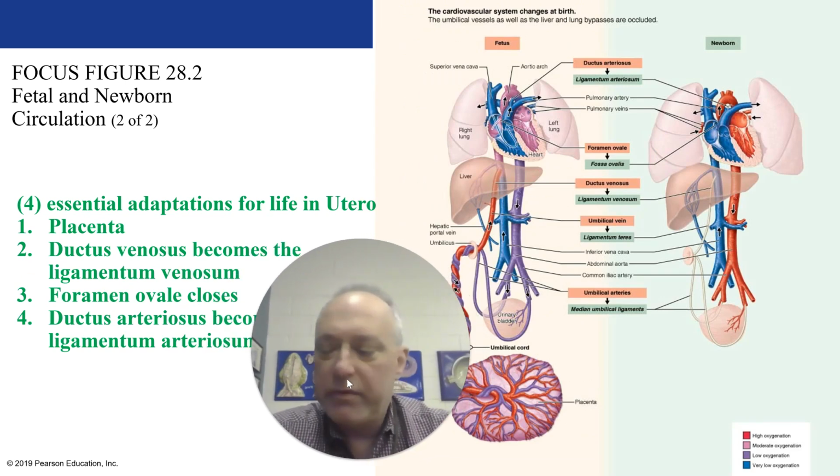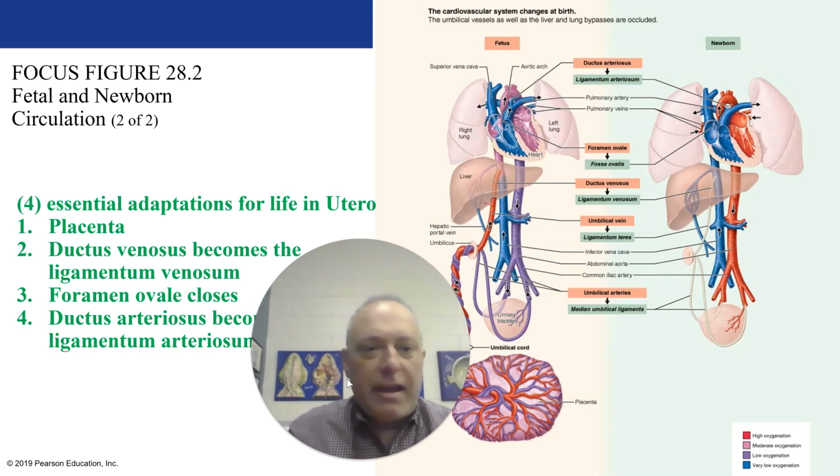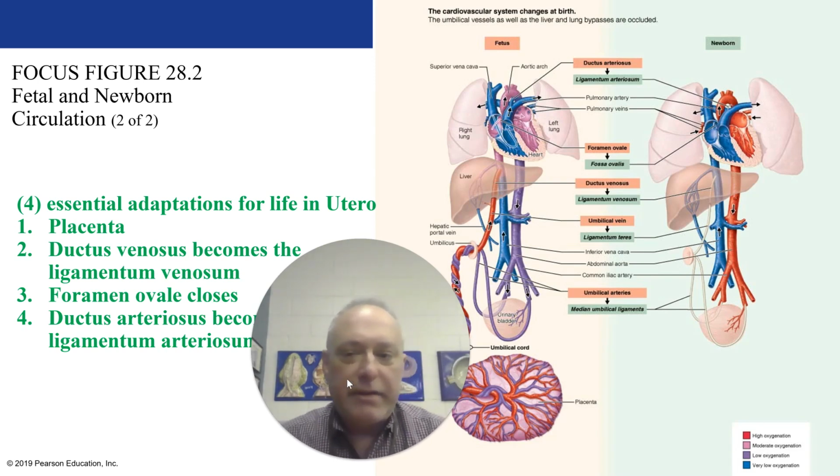Those passageways close up and become little ligaments. So the ductus venosus becomes the ligamentum venosum. The foramen ovale will close, and the ductus arteriosus becomes the ligamentum arteriosum. So as the fetus approaches birth, these three shunts will close.